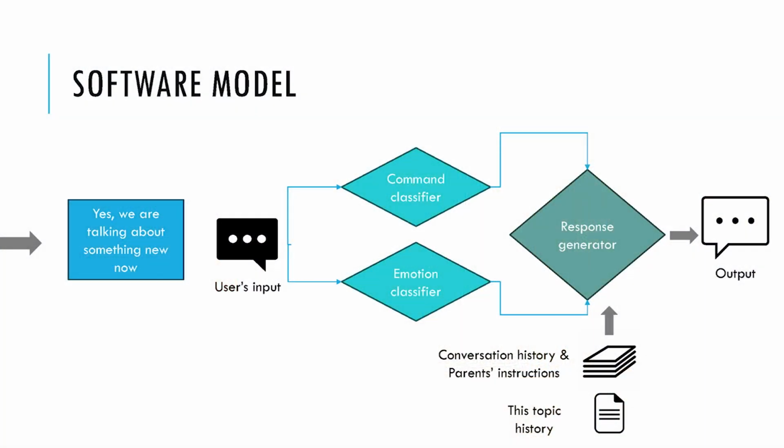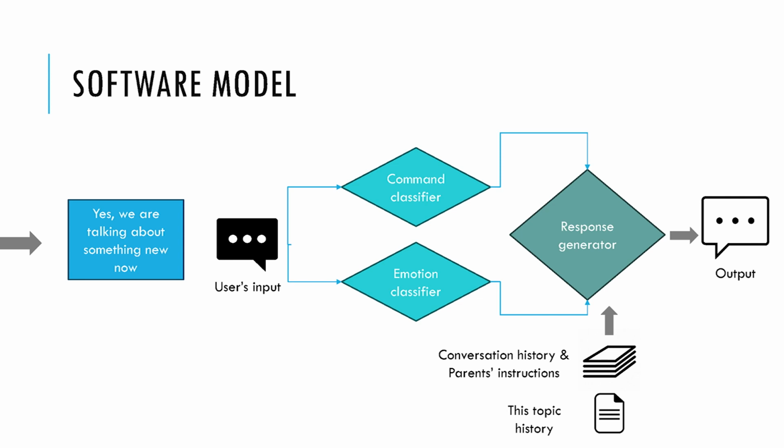The user's input is given to two subsystems powered by GPT-4, command classifier and emotion classifier. Command classifier is responsible for detecting the user's intent, whether the user wants to hear a story, casually chat, or is seeking advice or guidance. Playing games and riddles is also included in the casual chat. Then these data are given to the response generator, which gathers all these data, the conversation history and the parents' instructions. Inside this response generator, we use GPT-4.